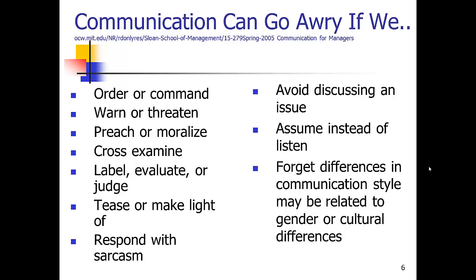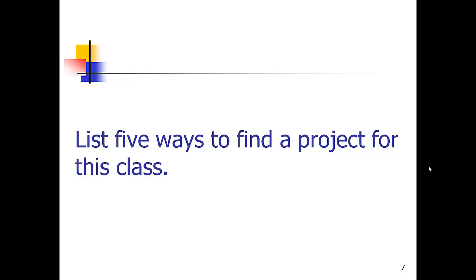Now, we're not in class, so we're not going to do this little activity right here: list 5 ways to find a project for this class, brainstorm 5 ways. But that's something you might want to do if you haven't identified a project for your team already. And then as you're doing that, observe the types of communication behaviors. Is everyone participating? Is anyone dominating the conversation? Are people ordering and commanding? Are communication styles different? Those kinds of things, both for your teammates and for yourself.